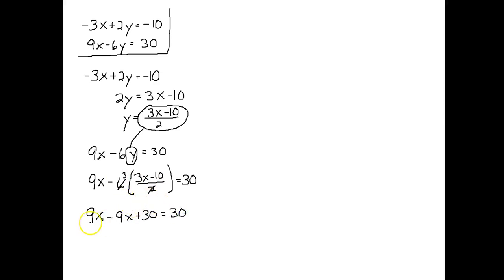Uh-oh. 9x minus 9x is 0. So I end up with 30 equals 30, which is a true statement, but no x. So in this case, I've got the coinciding lines. I've got infinite solutions.